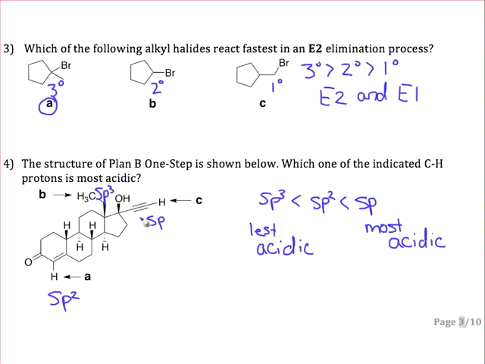So for the sp hybridized CH, the conjugate base would have a negative charge on the sp hybridized alkyne, and having that negative charge on an orbital with more s character leads to a more stable negative charge because the s orbital lies closer to the nucleus. So based on that, we can pick C as the most acidic hydrogen.